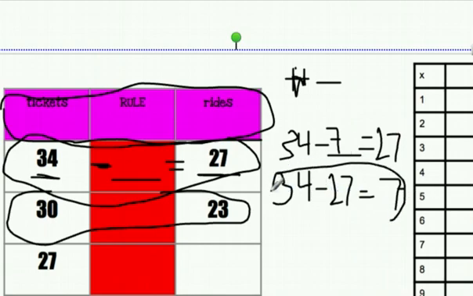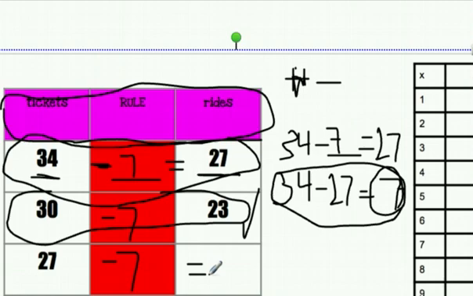Now this is not my rule. I just used the 27 to help me find my missing number. So I'm going to take this 7 and plug it in right here. It would not make sense to say 24 minus 27 equals 27. Okay, so 30 minus 7, does that equal 23? Yep, so I'm doing good. And then 27 minus 7 equals 20. Okay. So my rule is tickets minus 7 will give me how many rides I can ride.